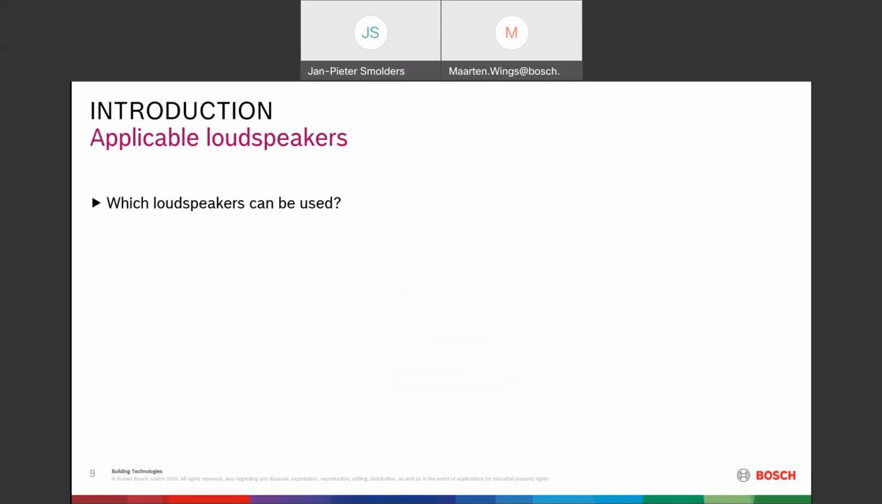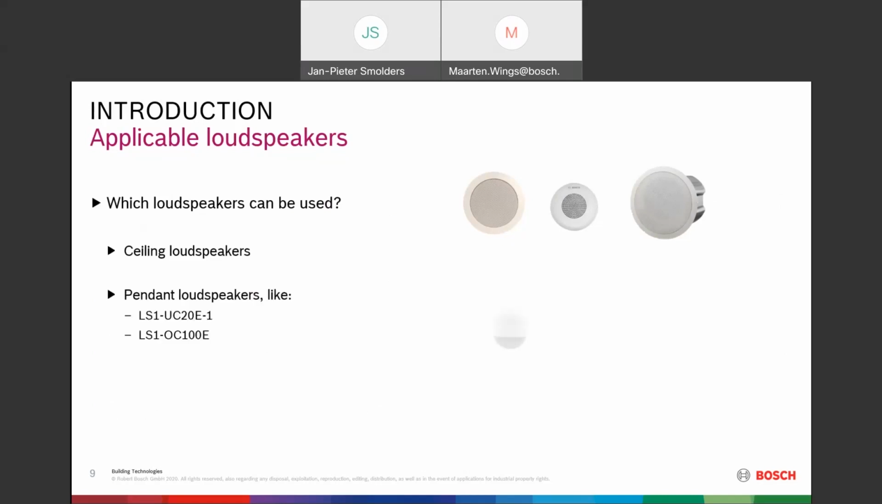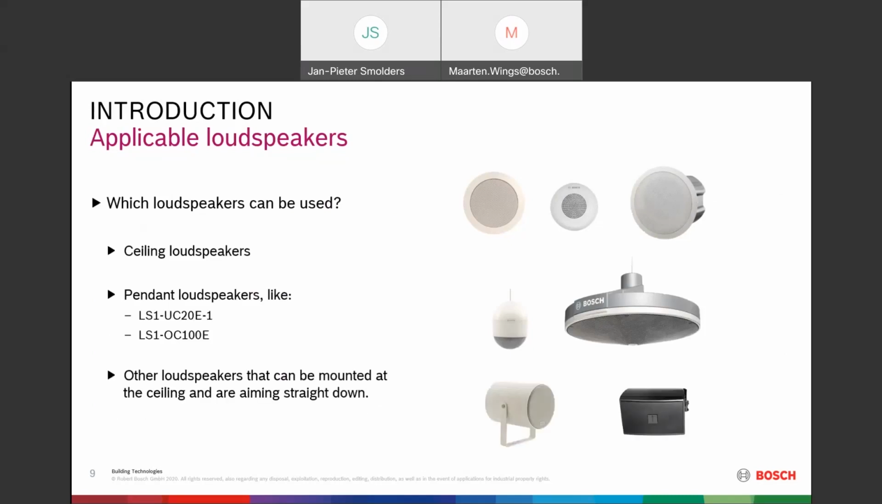So when we're using EASE Address, which loudspeakers can we use? Ceiling loudspeakers are the most obvious ones. You mount them in the ceiling and they point down to a listening area. But also pendant loudspeakers you can mount on a ceiling, like the 2 examples you see over here. Or loudspeakers that you can mount at the ceiling and aim straight down, like the sound projector and the cabinet loudspeaker here. They both have a bracket, so you can point them straight down to the floor.